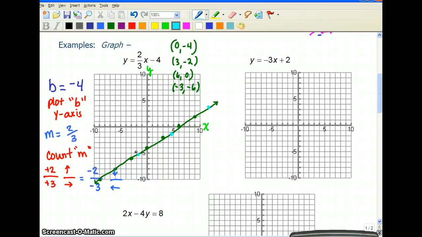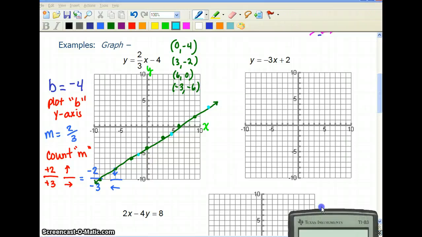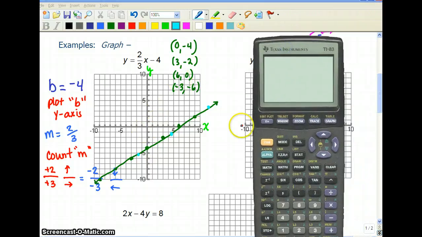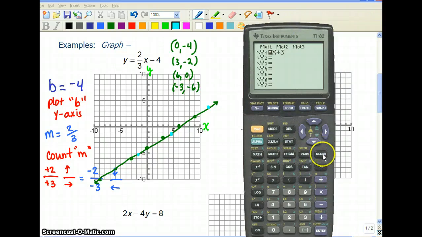All right, your calculator will also do this for you. I say use what's fastest. I guarantee it's faster to do it by hand than on your calculator. So if we hit the y equals button up here, we want to clear out anything you have in there. You want to make sure these things are not black up here, okay, or it won't work. So we want to type this in. So 2 divided by 3 x minus 4, graph. And there is my line right there.